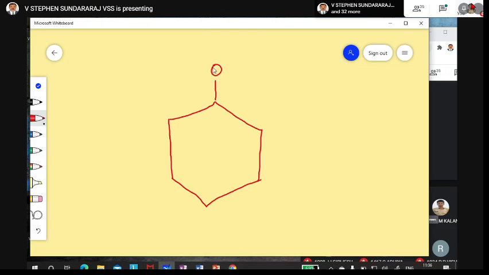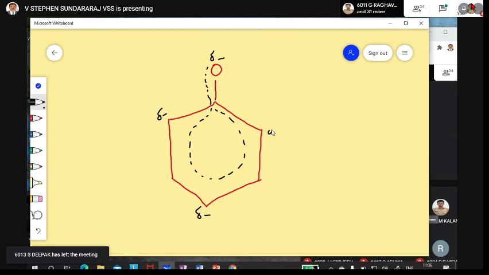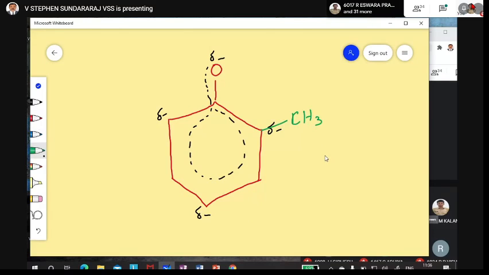Right now, what you wrote here is the resonance hybrid of phenoxide ion, with delta minus here and delta minus here. Now I am coming to the electron releasing group, CH3. What is this electron releasing group? This is a plus I effect. The electron cloud will be pushed.